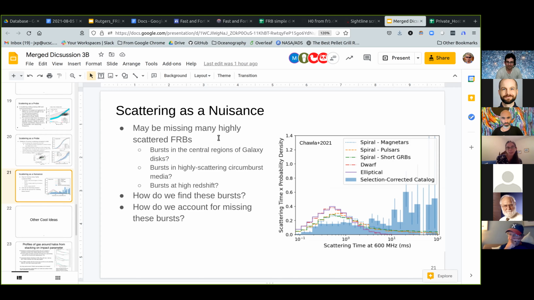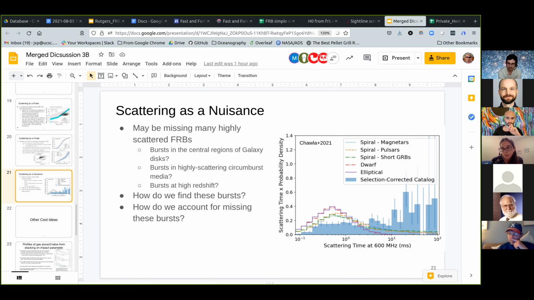So this is a plot, again, from Priya Chawla's analysis of the CHIME sources and their scattering timescales. What she has done is looked at the distribution of scattering in their catalog, and compared that to injection tests through the CHIME pipeline in order to look at the selection effects in the pipeline. Here I really just wanted to highlight the blue points, which show the expected number of bursts in the population based on the combination of the scattering timescales in their catalog and their injection tests.